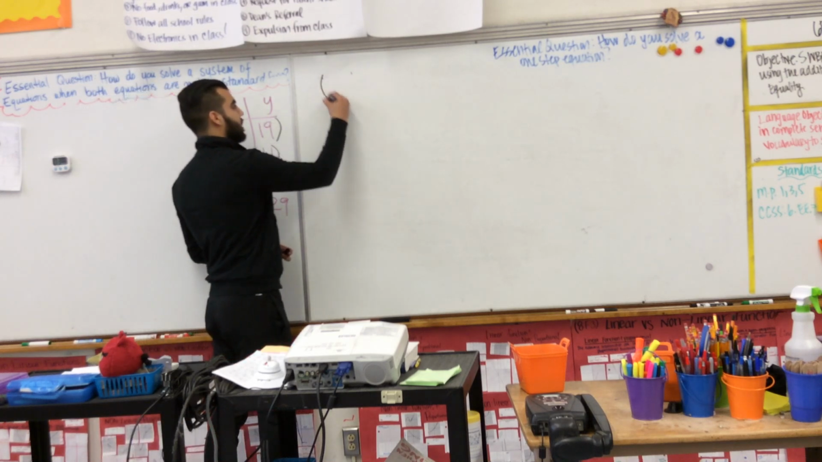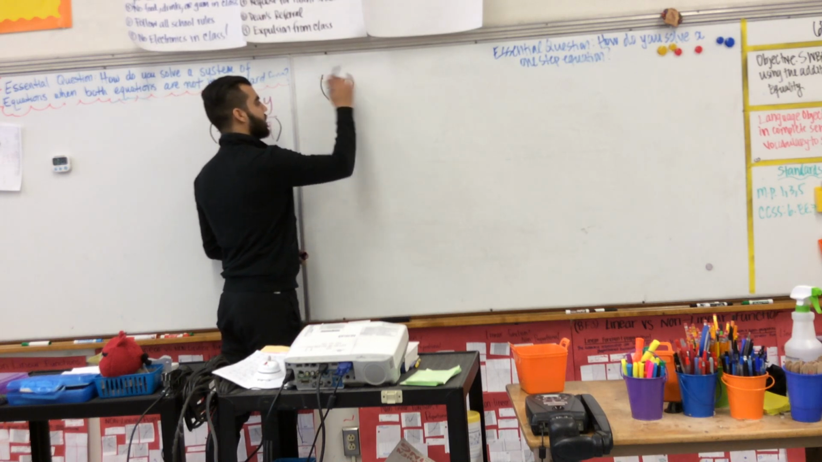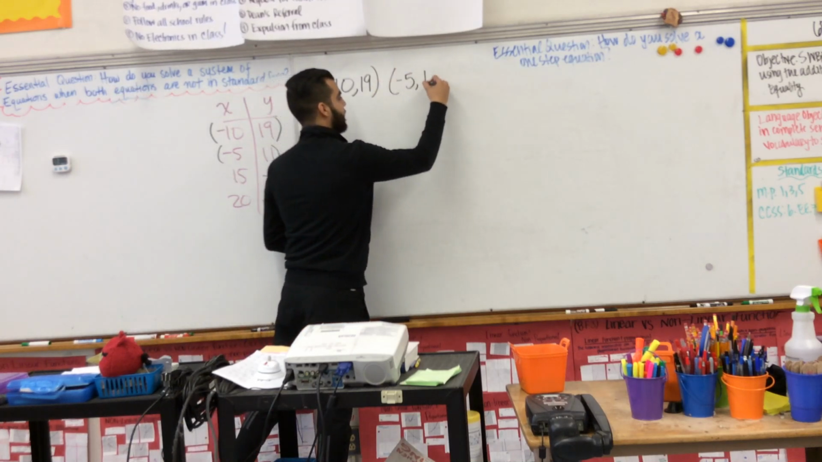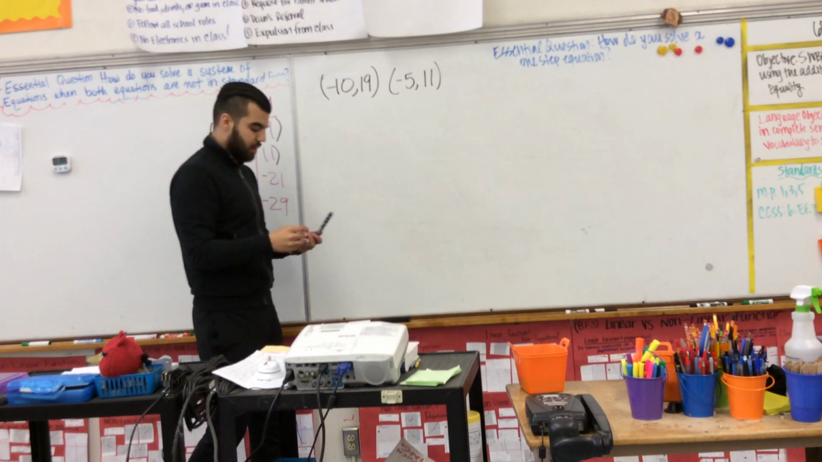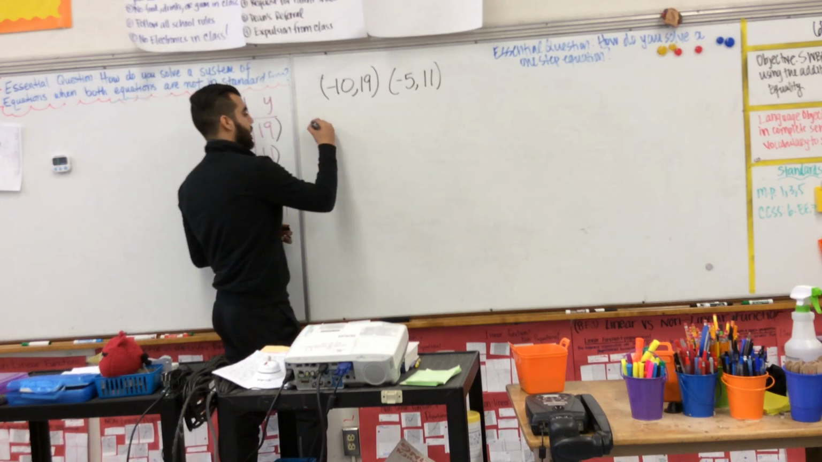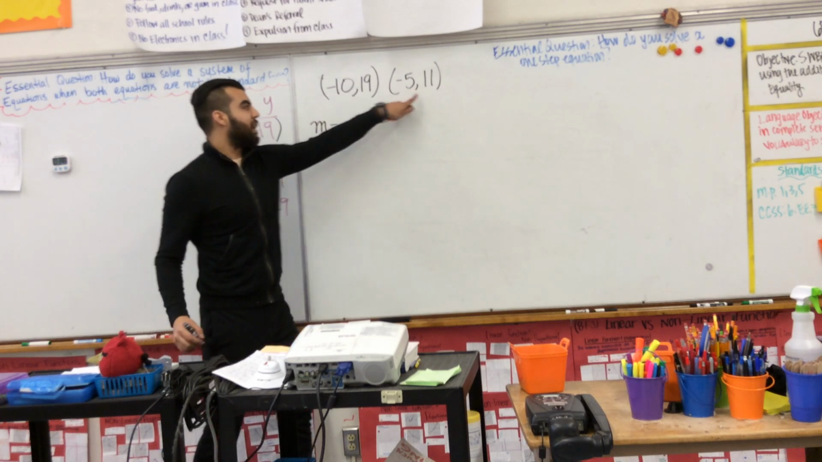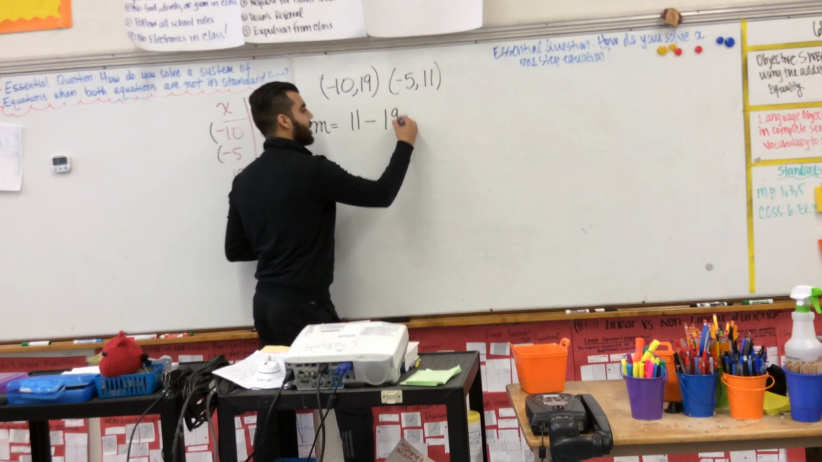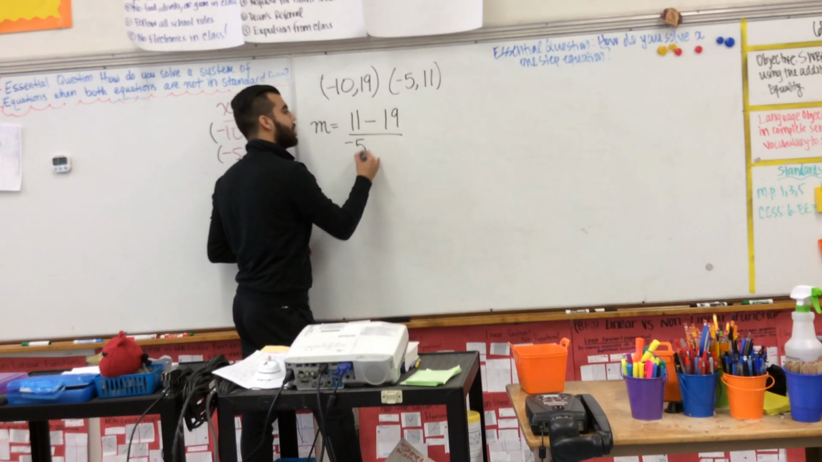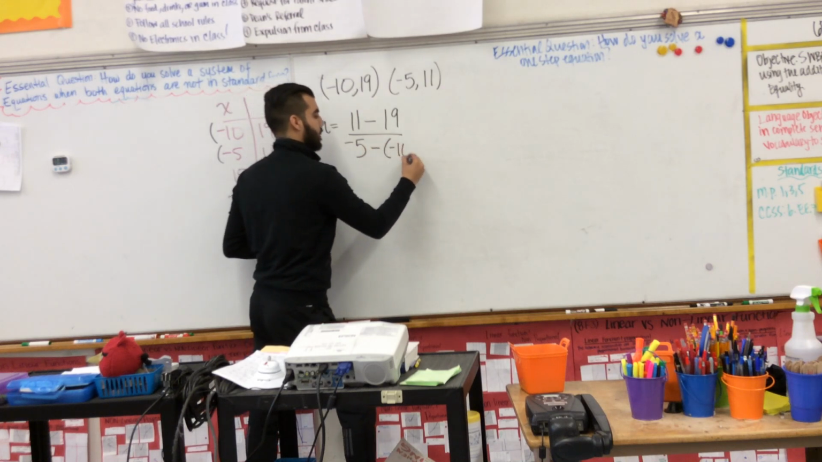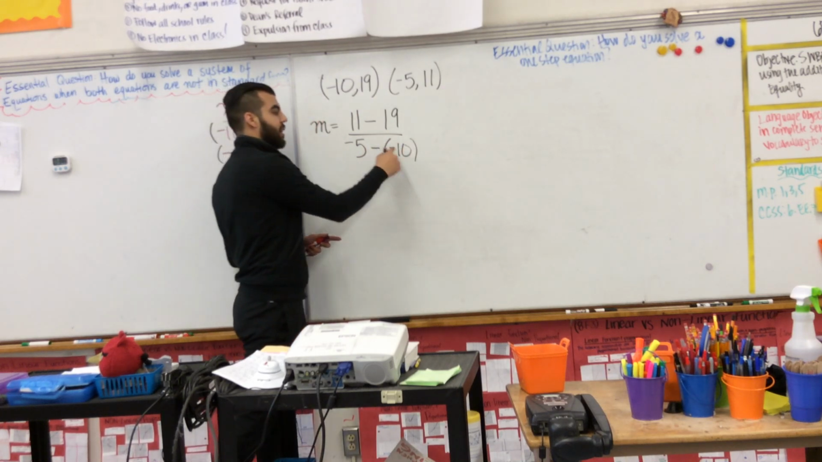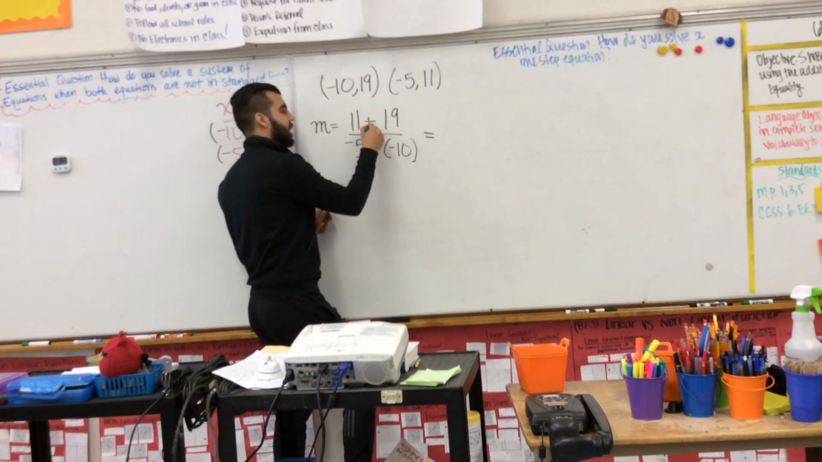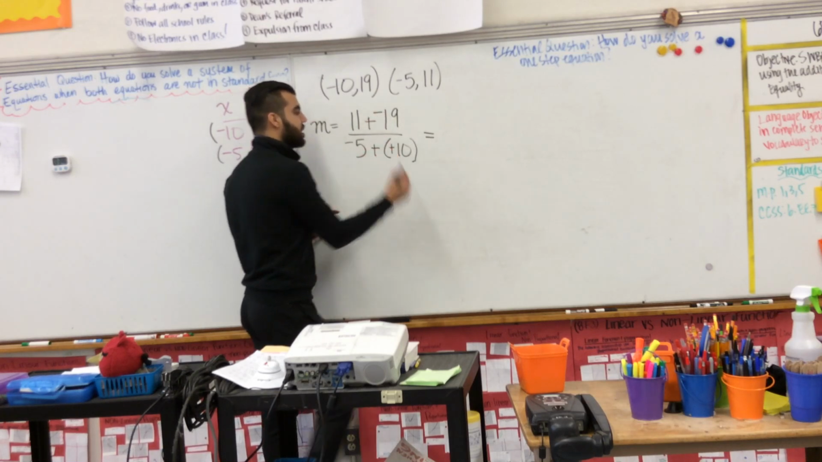So I have -10, 19, and -5, 11. Those are the two coordinates I'm going to use to find slope. Now, m equals y2 minus y1 over x2 minus x1. Notice how I use parentheses, so I know that I have that negative, and I'm subtracting by a negative. Use the same change rule, so same, change, change.